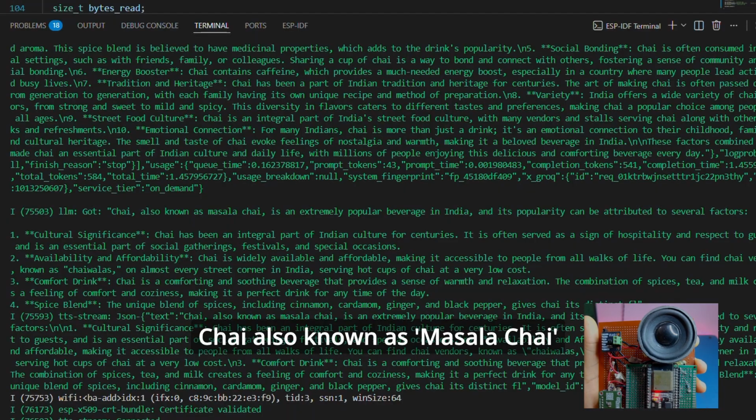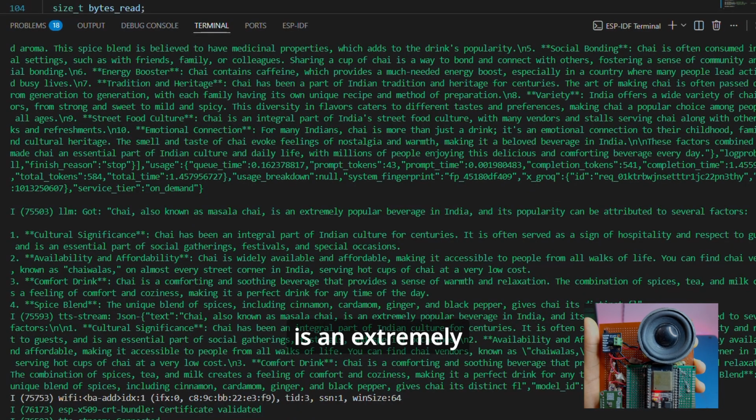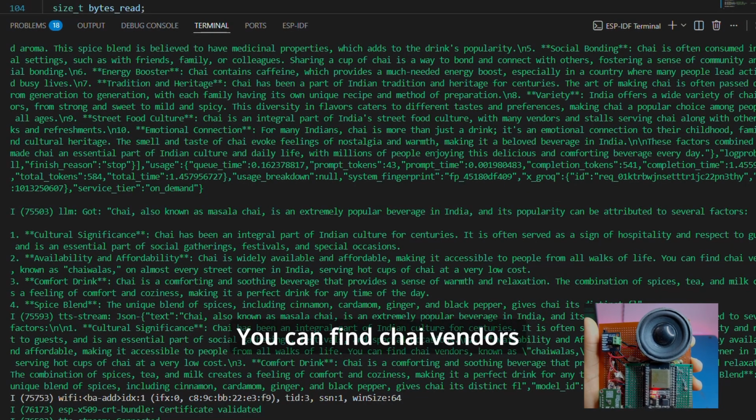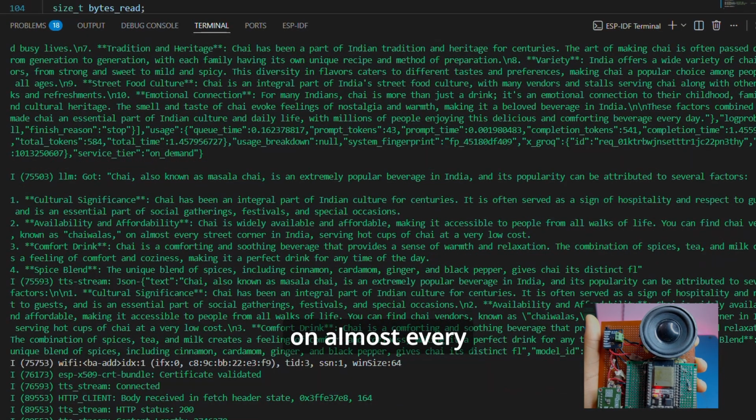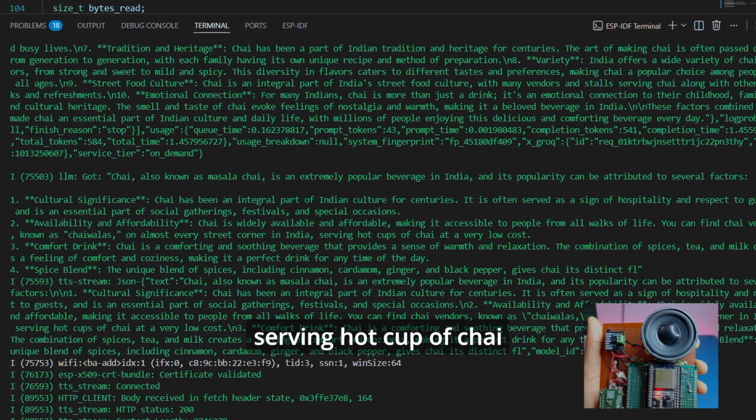Why is chai popular in India? Chai, also known as masala chai, is an extremely popular beverage in India. You can find chai vendors known as chaiwalas on almost every street corner in India, serving hot cups of chai at a very low cost.